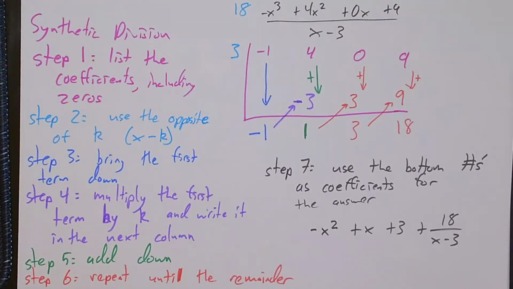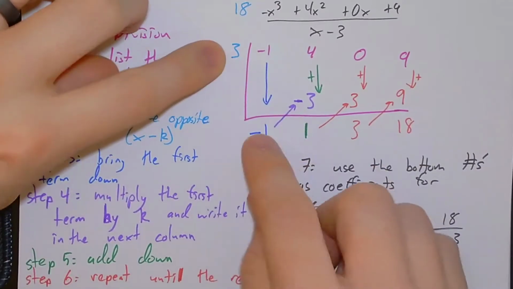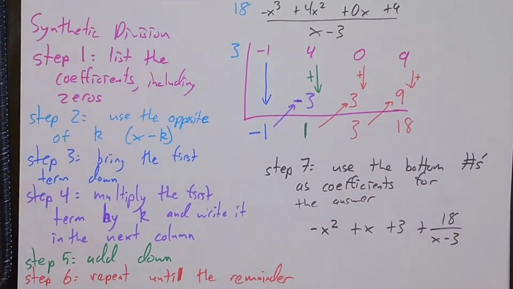Okay, the key is going to be adding vertically and multiplying diagonally. We're adding down and we're multiplying by this 3 every time diagonally.